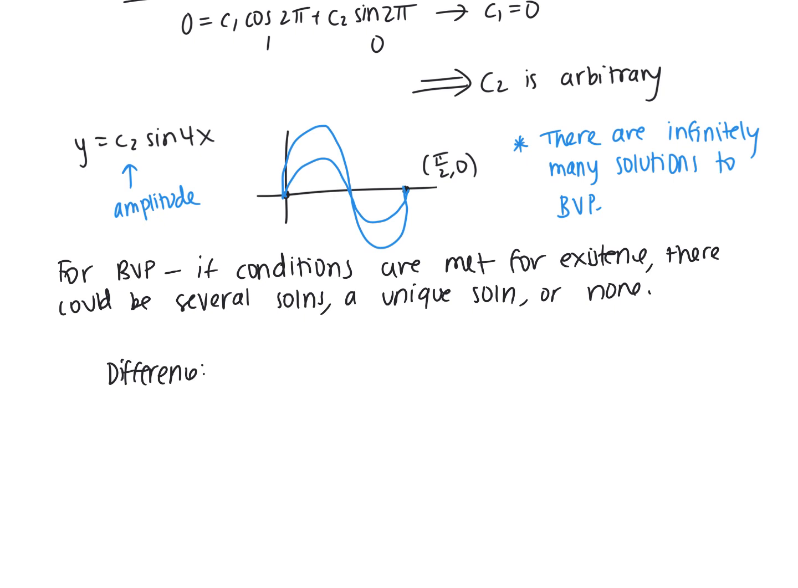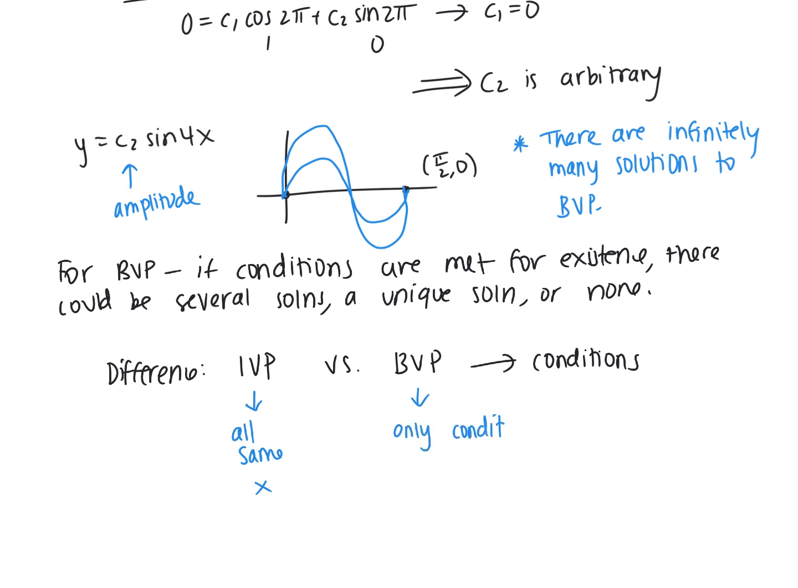So putting it into writing, the difference between an initial value problem and a boundary value problem has to do with the conditions. In an initial value problem, all the conditions are at the same value of x. For an initial value problem, there are only conditions for the solution curve. Okay, that is the first topic for today. Questions before we keep going?